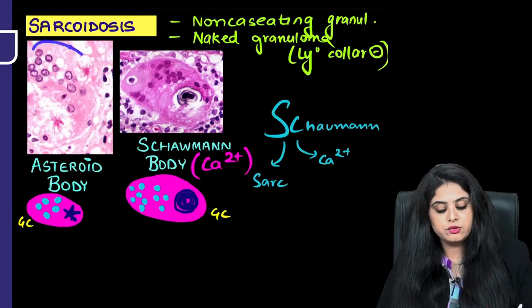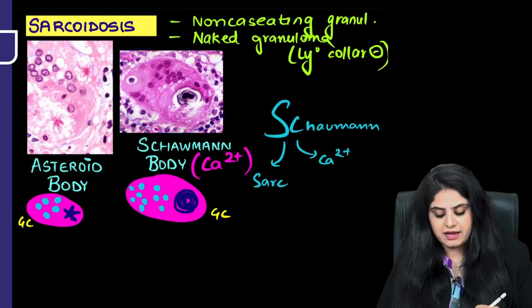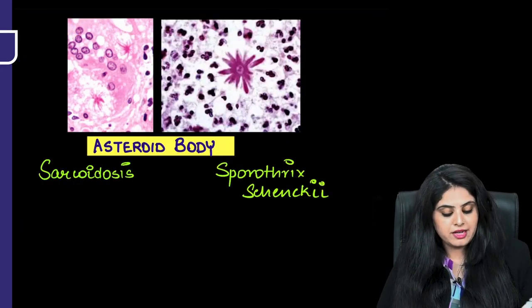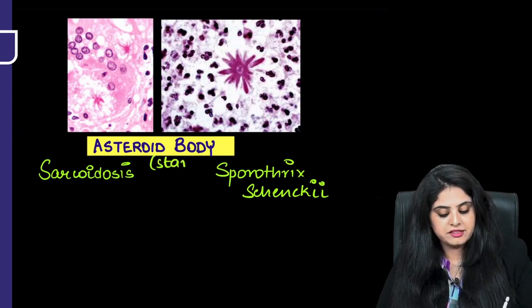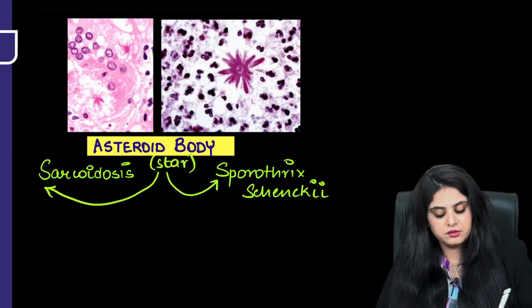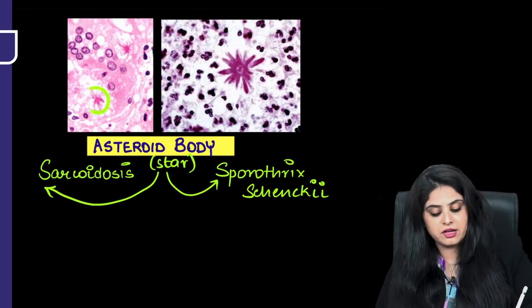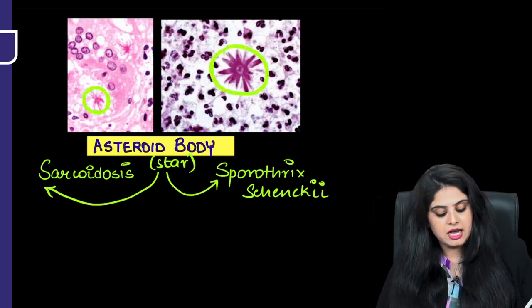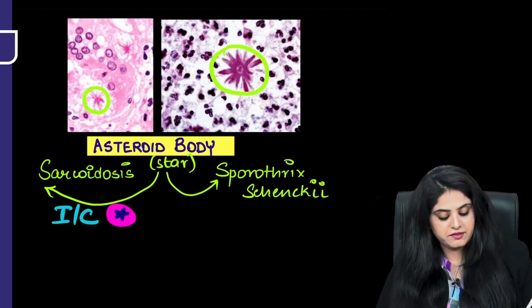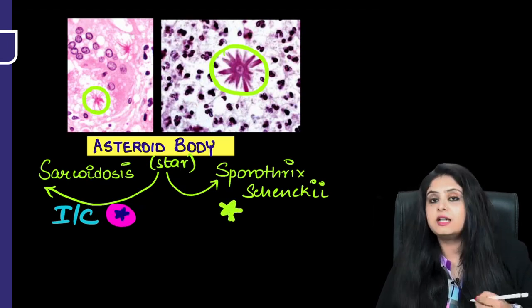Okay, sarcoidosis shows you asteroid body and Schaumann body, but have you studied asteroid body somewhere in microbiology also? Asteroid means star. So remember SSS. Star is seen in sarcoidosis also. Star is seen in Sporothrix schenckii also. I see a star over here and a star over here. How will I differentiate? Sarcoidosis, if you remember, it was inside the cell. There was a cell and I had drawn the star inside the cell, whereas over here it is roaming around outside.